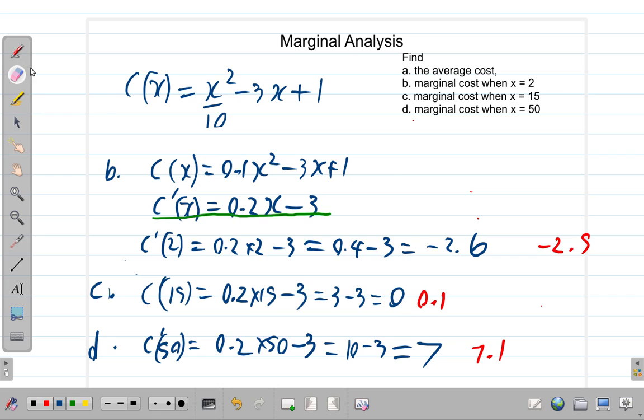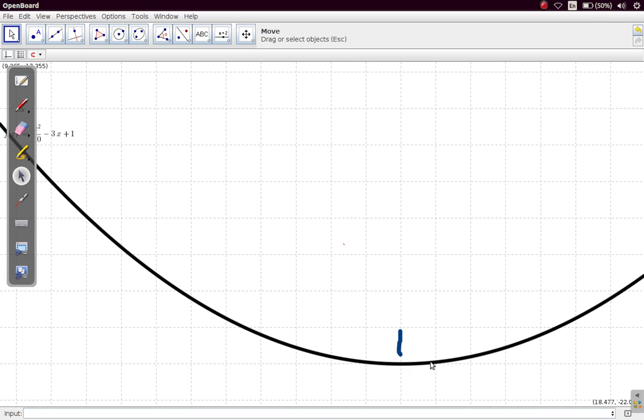Now, when we approximated and found what happened at 15 and what happened at 16 and then subtracted them, what we were really doing is this.